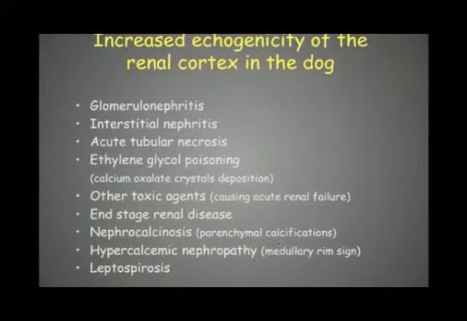So what we can see in those cases of increased echogenicity of the renal cortex, in the dog, in fact, is that there are a lot of different differential diagnoses for that, and it's absolutely not a specific sign. We can see that, for example, with some nephritis, so glomerular or interstitial nephritis, but we can see it also with all those acute renal failures due to toxic agents or creating acute tubular necrosis. So ethylene glycol poisoning, for example, but there are also other toxic agents that can create acute renal failure. We can see that with nephrocalcinosis or hypercalcemic nephropathy, leptospirosis as well, and also some end-stage renal diseases. So the list of diagnoses is very long and it's a very nonspecific sign, and it's not helping us a lot.